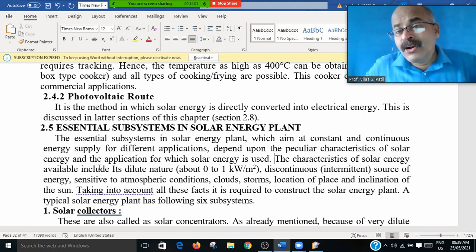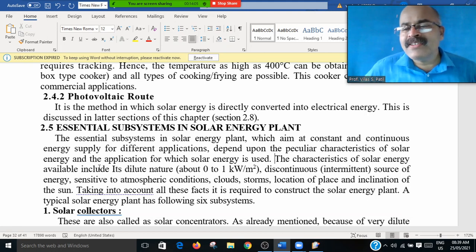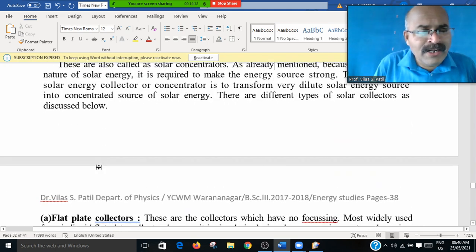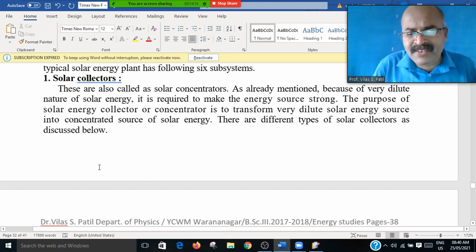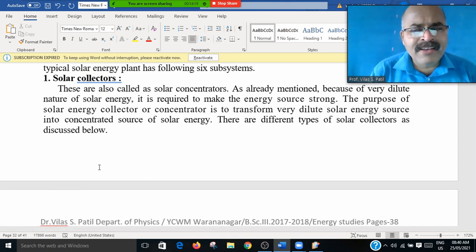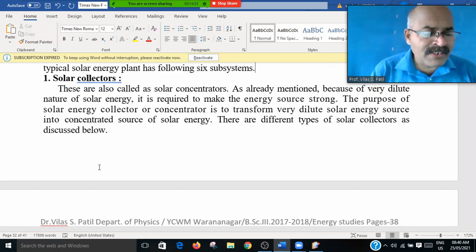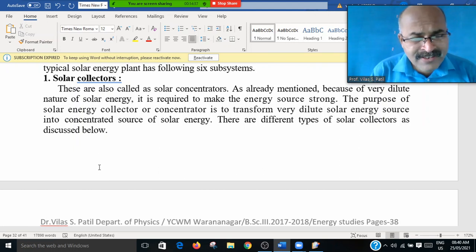And so, to build an energy plant, we have to consider the different aspects, and with these aspects we have to take into consideration the minimum six subsystems. It is mentioned that a typical solar energy plant has the following six subsystems at minimum. The minimum requirement to design a solar energy plant is six subsystems. That is the solar collector, also called a solar concentrator. As already mentioned, because of the very dilute nature of solar energy, it is required to make the energy source strong.